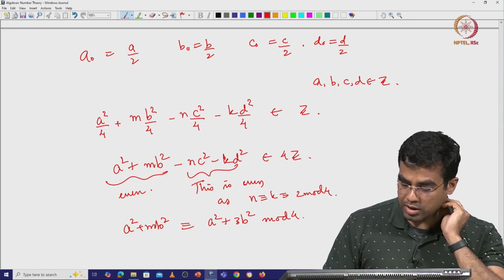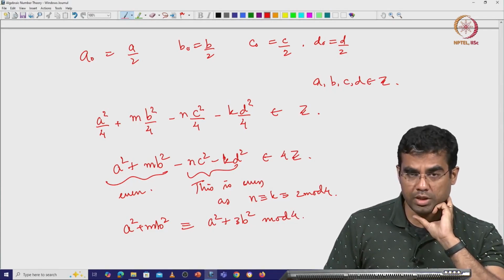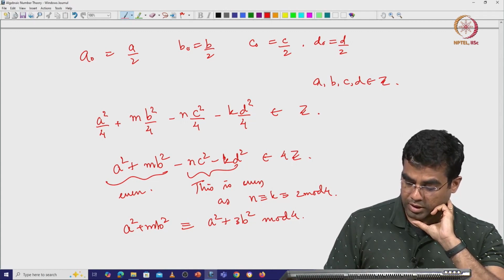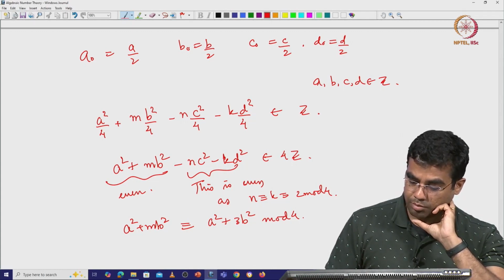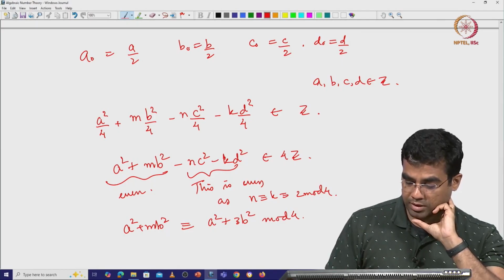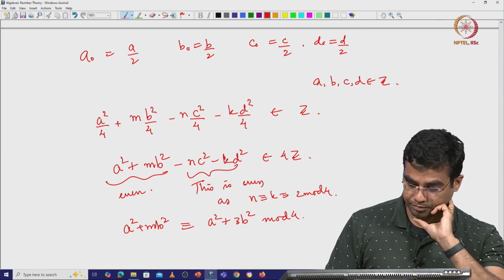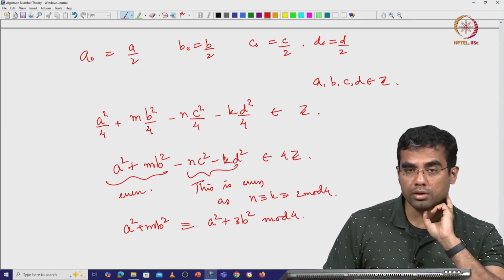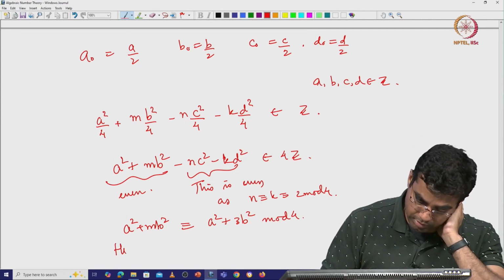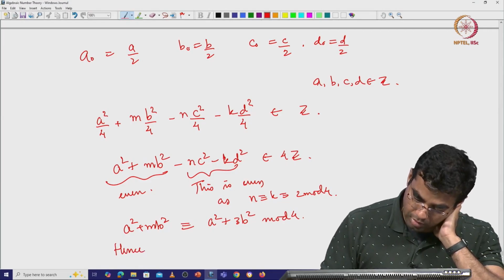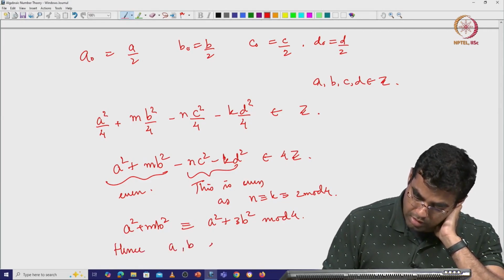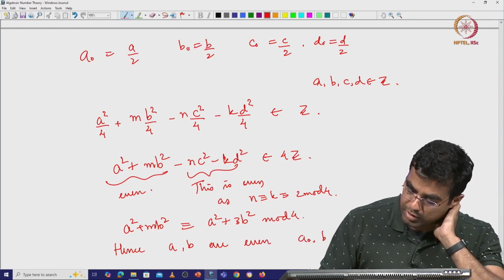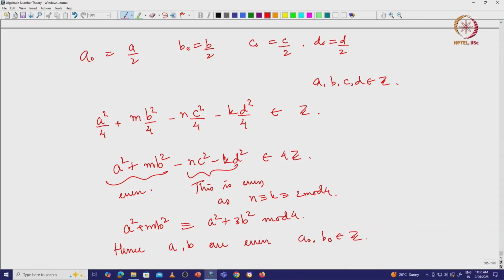So, if either a or b is odd, so let us say a is odd and b is even, then this is odd, and if a is odd, b is even, then again this is odd, so it can't be even. So, they both have to be even mod 4. So, hence a and b are even, which means that a0 and b0 themselves are in Z.